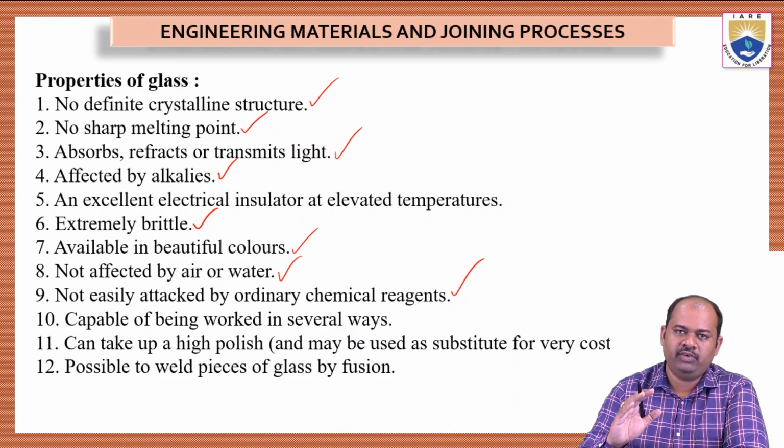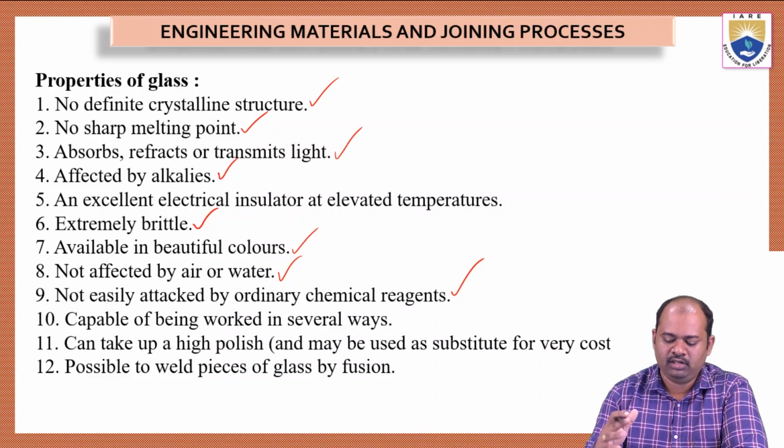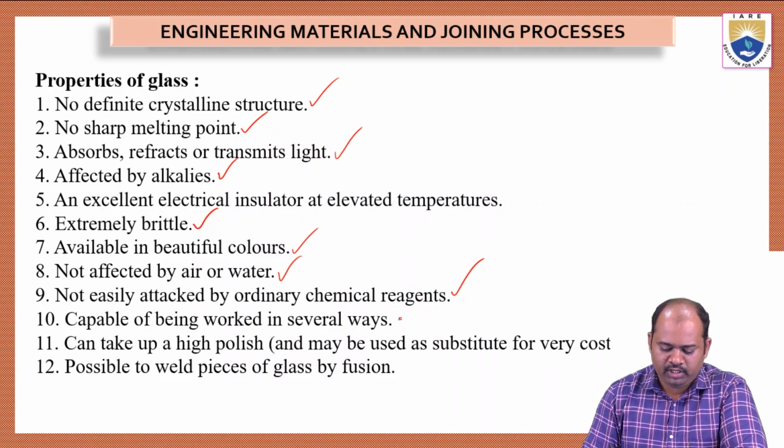Glass is very stable chemically, but not to temperature. It is not resistant to temperature. Chemically it is very inert, so it cannot be affected by any kind of chemicals, air or water. It is capable of being worked in several ways.